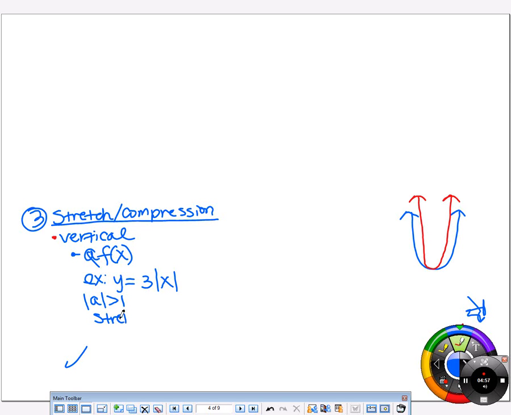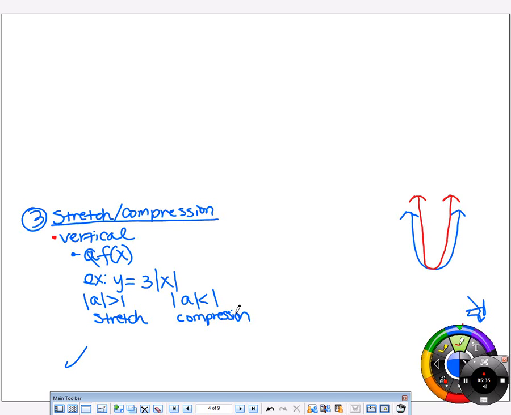So in the vertical world, when the number is bigger than 1, this is a stretch. For absolute value, it's like the slope. For things that are curved, we can't really use an exact slope, but we'll still use the number in a different way. And if the number is less than 1, it would be a compression vertically. So again, if you see a number multiplying your function, but it's not inside the squared or inside the radical or inside the absolute value bars, if it's on the outside, you're going to call it vertical. If the number is bigger than 1, stretch. If it's smaller than 1, compression.